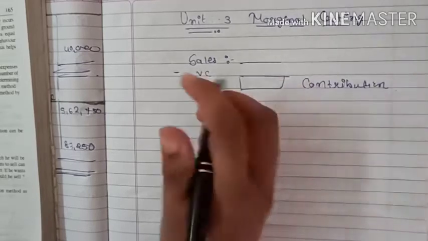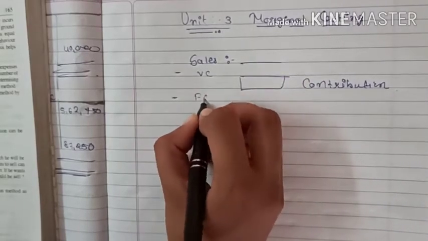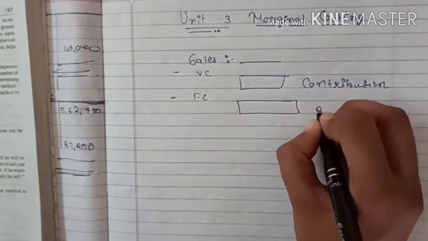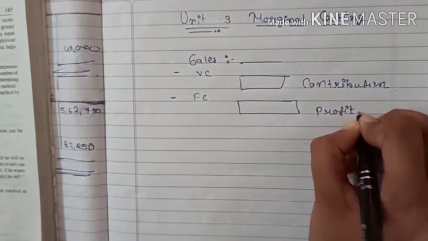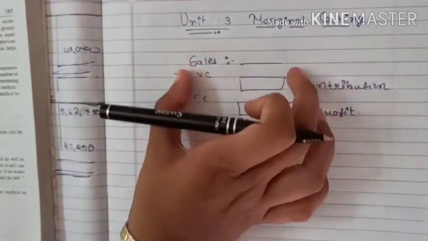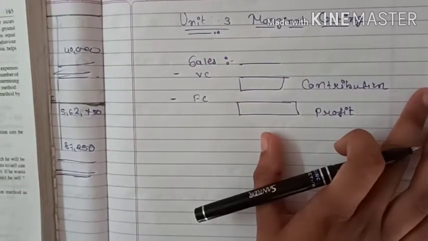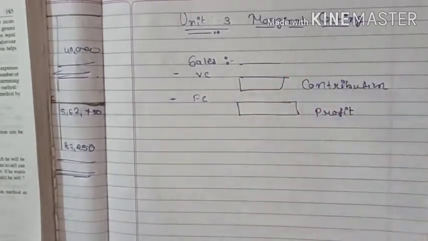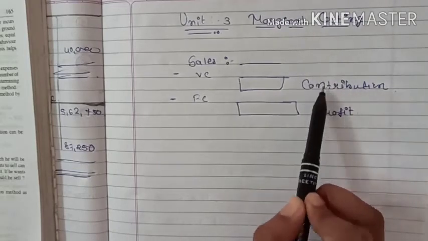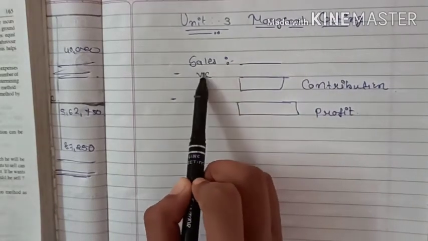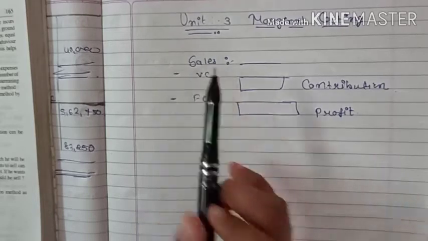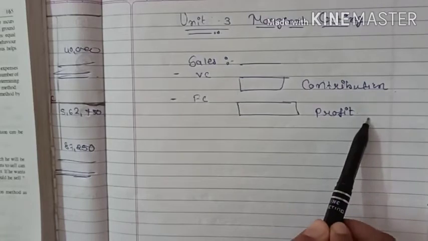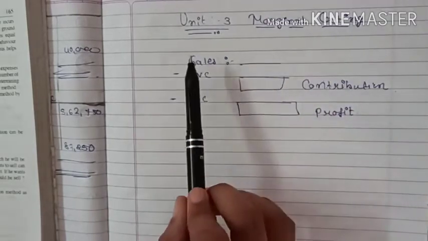And out of contribution, when we deduct the fixed cost, whatever answer we get is known as profit. So simple, you have to remember this one. On the basis of this you can find many formulas, just like contribution equals sales minus variable cost. Now what is the profit? Profit equals contribution minus fixed cost. It's known as profit. So you have to remember this simple format.